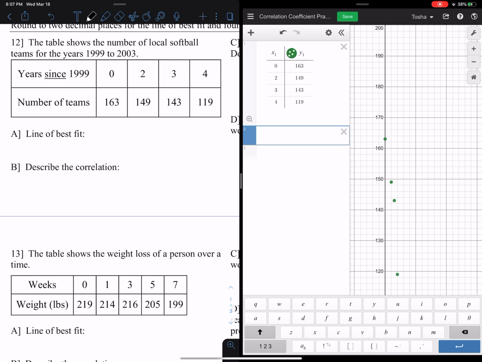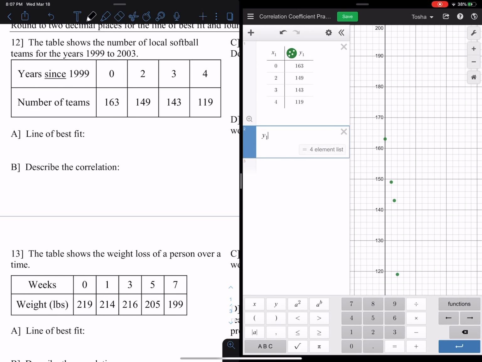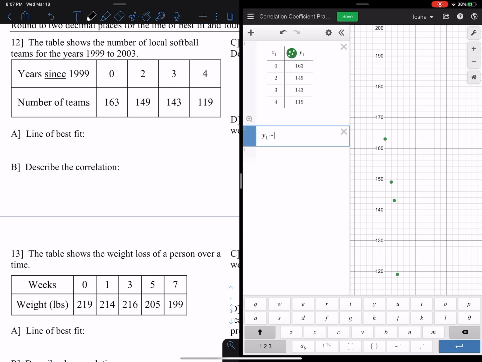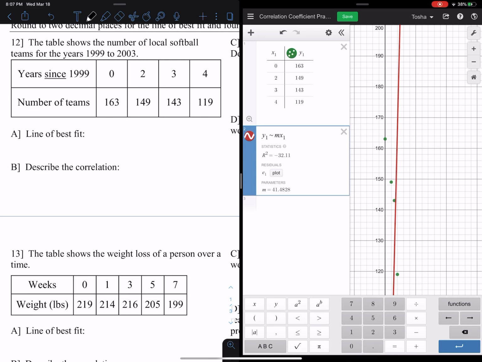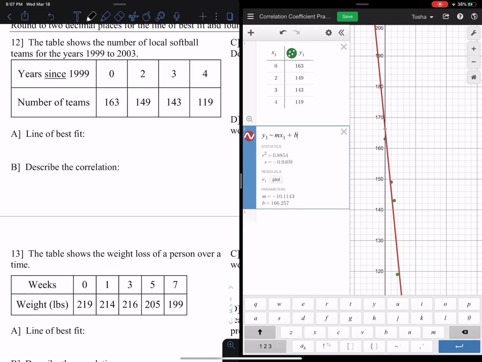Our regression line, remember, we do y1, and then we do the little tilde. That says it's approximately equal to, it's like we want it to approximate that line. So we have y1 is approximately equal to mx1 plus b.